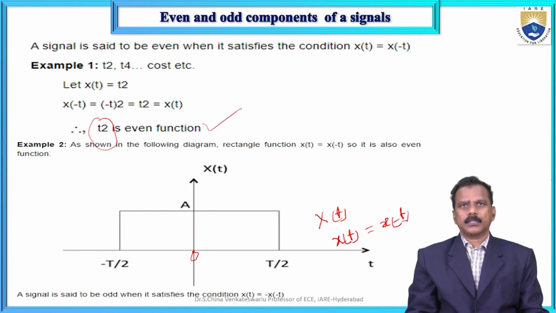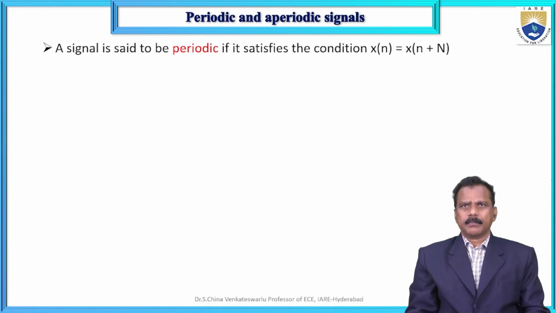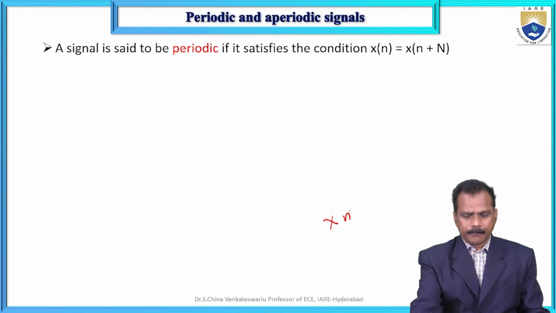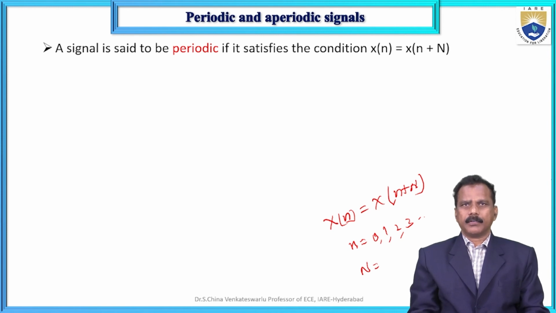Next, coming to periodic and aperiodic signals. A signal is said to be periodic if it satisfies the condition x of n is equal to x of n plus capital N. We can decide the value of n initially as 0, 1, 2, 3 and so on, and we can decide the capital N value.